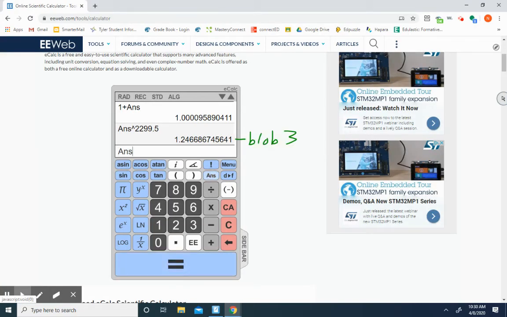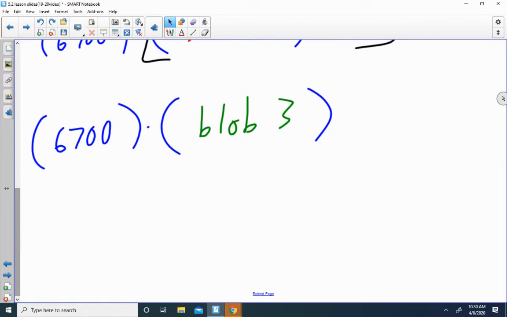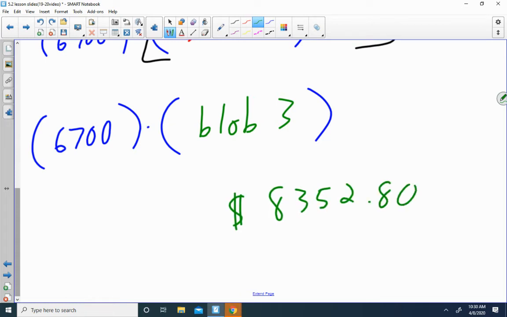Previous answer, or blob 3, times 6,700. This should give us our final amount. And it looks like the amount of money she's going to make is going to be $8,352.80 if you round it to 2 decimal places. So that's what she'll put into the Hawks program, that after 6.3 years, she'll make $8,352.80.